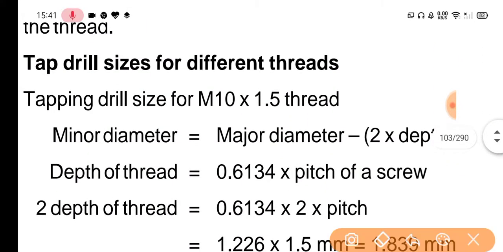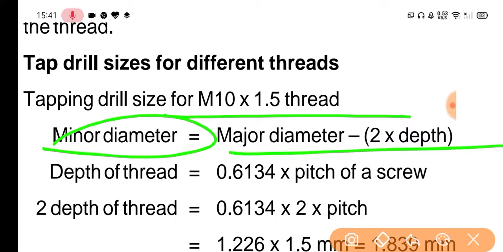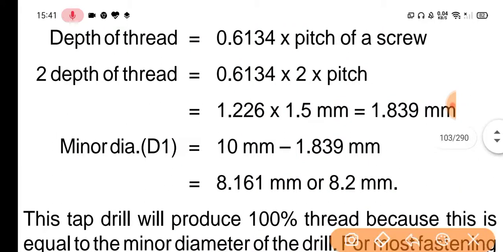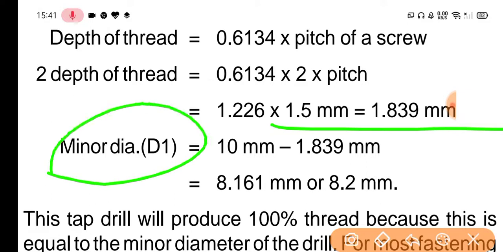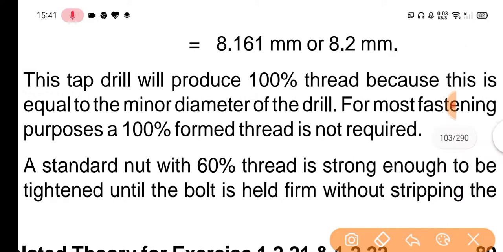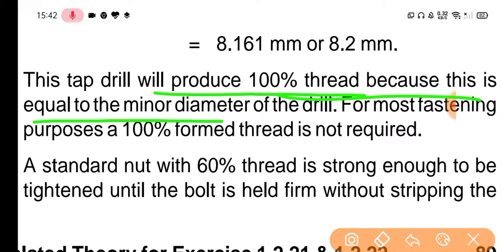The tapping drill size of an M10 x 1.5 thread: minor diameter equals major diameter minus 2 times depth of thread, where depth of thread is 0.6134 times the pitch of the screw, for deep threads. 0.6134 times pitch gives 1.266 times 1.5 mm, which is 1.839 mm. Minor diameter D1 is 10 mm minus 2 times 1.839 mm, which is 8.16 mm, so 8.2 mm. This tap drill will produce a 100% thread because this is equal to the minor diameter.